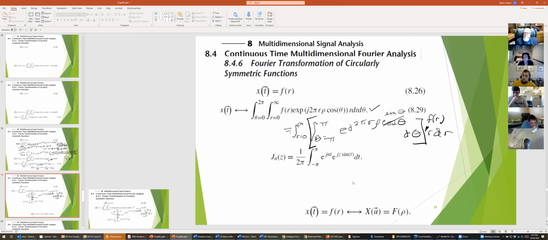Wait, why does the r in the exponent not make any difference? No, I'm not saying the r doesn't. I'm saying that this function, this integral over theta, is not a function of what we're transforming. This term occurs no matter what we're doing a two-dimensional Fourier transform of, if it's circularly symmetric. And so it's something that we can evaluate in closed form.